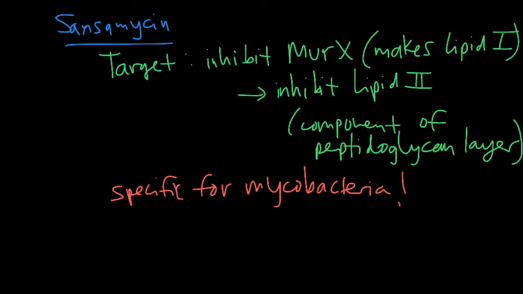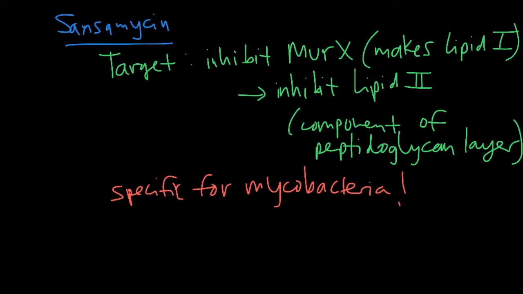Xanthomycin is our last antimycobacterial in this lecture, and its target is MER-X. So by inhibiting MER-X, you inhibit the production of lipid 1, and if you inhibit lipid 1, then you inhibit the production of lipid 2, which is a component of the peptidoglycan layer. And as you know from the picture of the mycobacteria cell wall I drew first, you inhibit the mycobacteria cell wall synthesis. So by inhibiting MER-X, you basically inhibit mycobacteria cell wall synthesis.